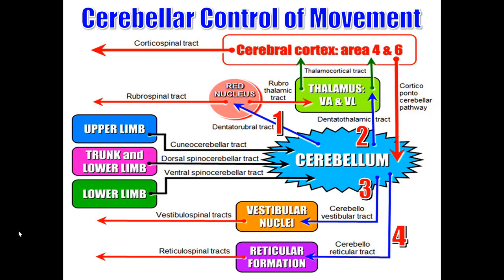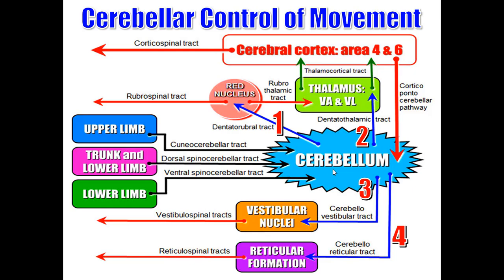Again, how the cerebellum controls our movement. It receives information from the muscles of the trunk and the lower limb by the dorsal spinocerebellar tract, and from the lower limb by the ventral spinocerebellar tract. Therefore, information from the lower limb is carried by dorsal and ventral spinocerebellar tracts. It receives information from the upper limb by the cuneocerebellar tract.